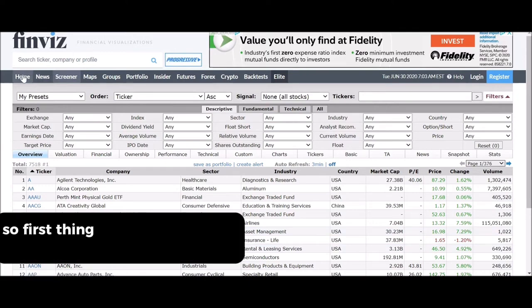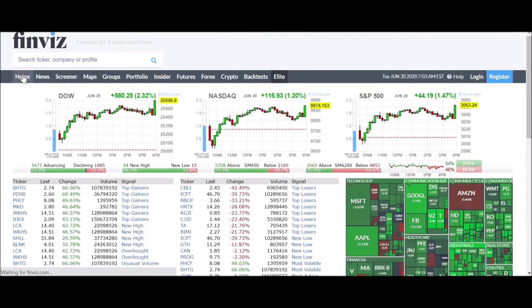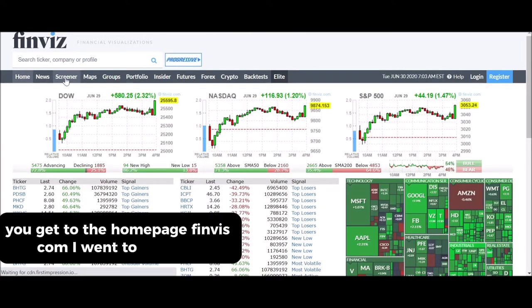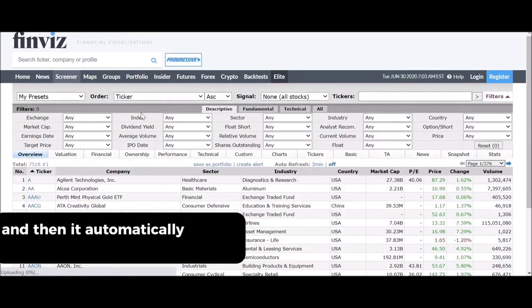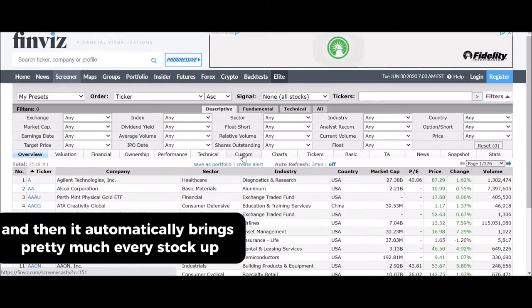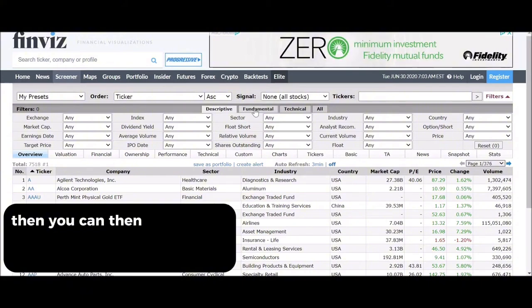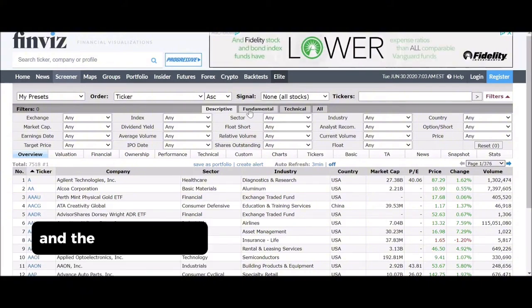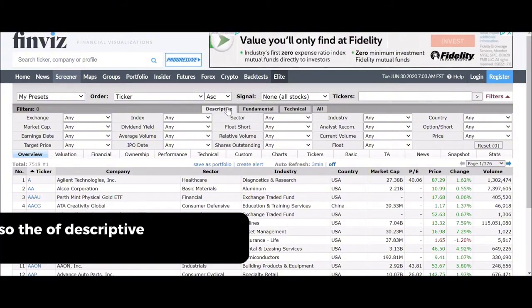First thing, let's pretend we're at the home page, finviz.com. I went to screener, and then it automatically brings pretty much every stock up. And then you can find the different settings. So you have descriptive, fundamental, and technical. Descriptive comes up as the default.